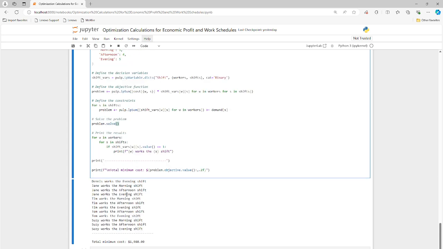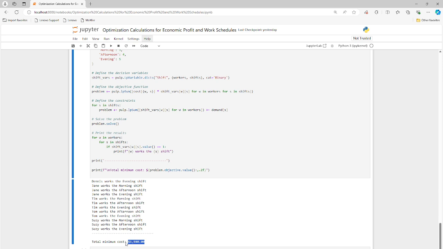Dennis works the evening shift, Jane works the morning, Jane works the afternoon, and this is just the initial schedule. You can negotiate with your employees and make sure everything's copacetic there. But this would be the initial recommendation from the linear programming problem solution, optimized solution, right? And the total minimum cost to the grocery store owner is $1,980.